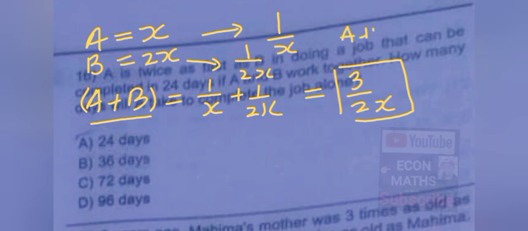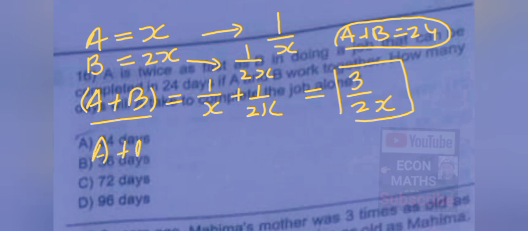That is the work done by A and B in one day, which, when solving, is 3 divided by 2x. So 3 divided by 2x is the work completed by A and B in one day. Also, we are given that A plus B can complete the work in 24 days. So if they can complete the work in 24 days, then in one day they can complete 1 divided by 24th of the work.